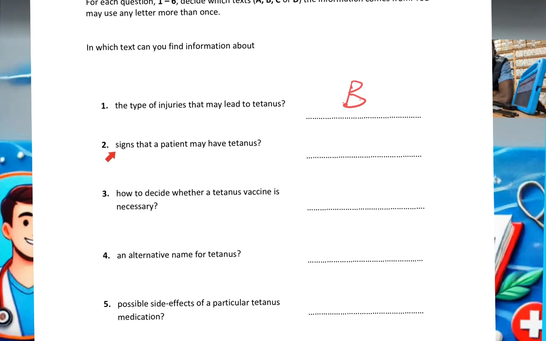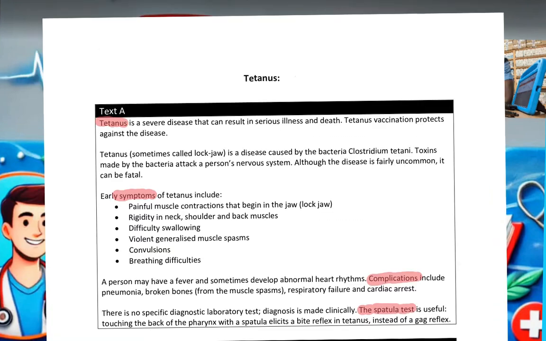Question number 2, signs that a patient may have tetanus. So the question is about signs. We go to the text which contains signs or symptoms. Early symptoms of tetanus include, so all these are the early symptoms, also known as signs. So text A.